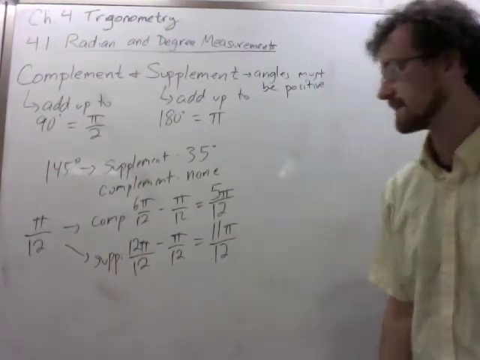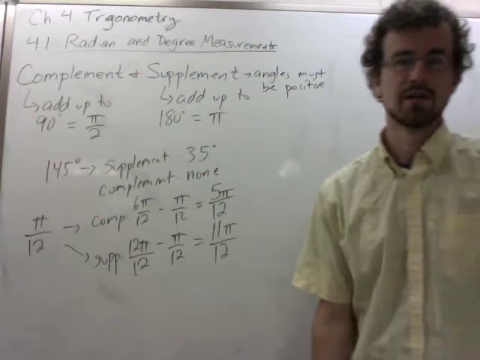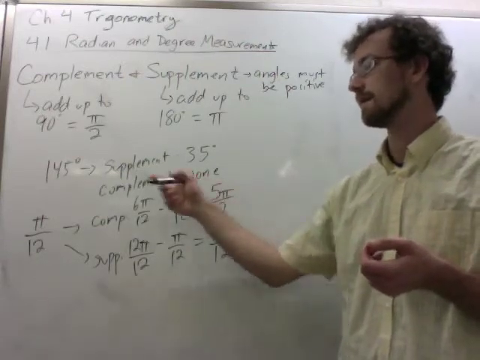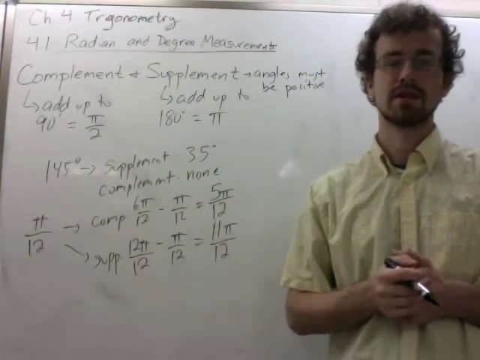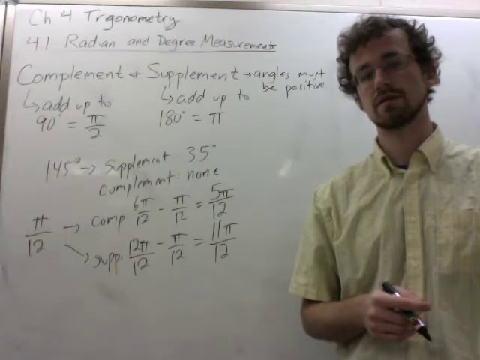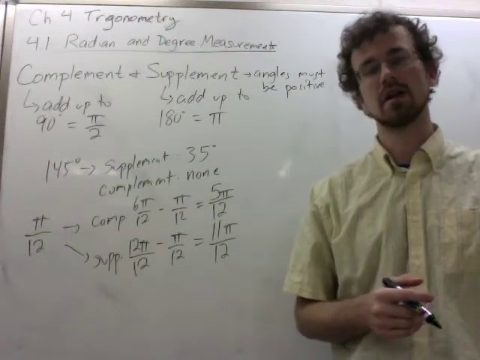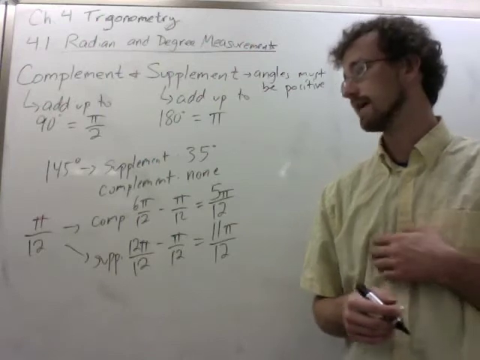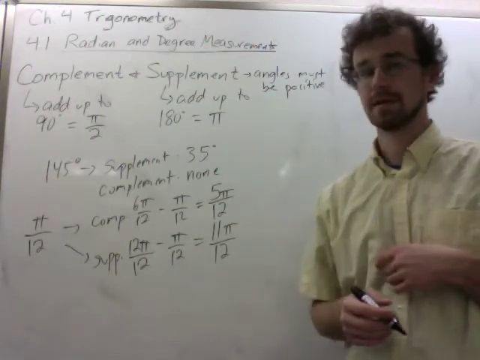So, finding complements and supplements is a simple matter of subtracting. But keep in mind that those angles do have to be positive. So angles that are greater than 90 degrees, or pi over 2, do not have complements, and angles that are greater than 180 degrees, or pi radians, do not have supplements.